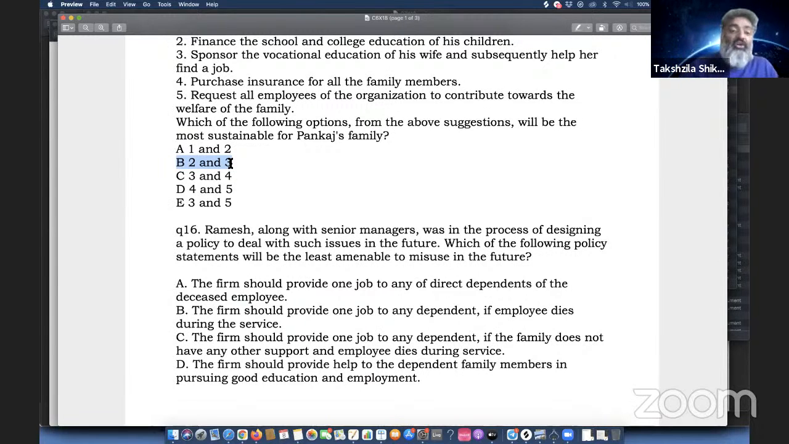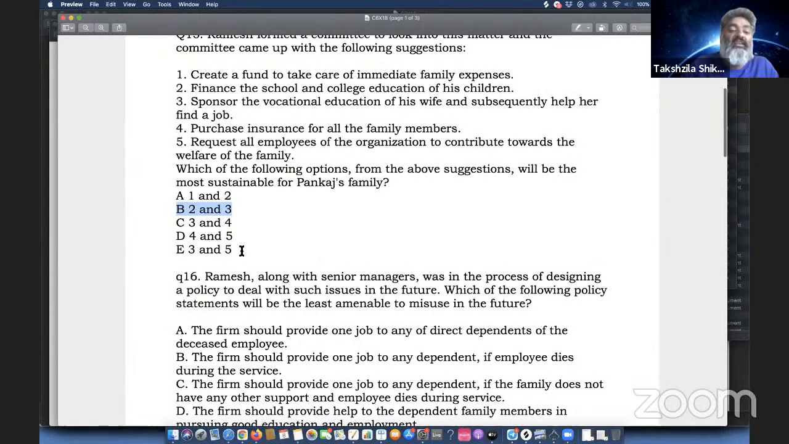Option E. 3 and 5 sponsor the vocational training, great. Request all employees of the organization to contribute. Again, you are saying that Rohan says they will get a decent amount of money. They're getting 8 lakh already, and I have no idea how much asking the employees to contribute is going to be. How many employees are there? If there are only 10 employees and everybody gives 500 rupees, it's 5,000 rupees. Nobody is going to give 1 lakh rupees from their pocket, right? It's going to be a small amount.